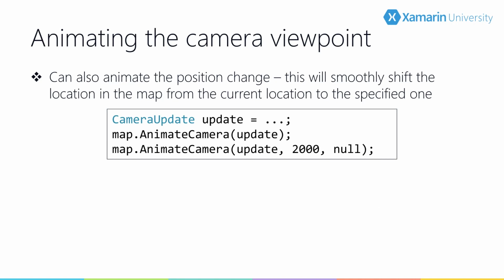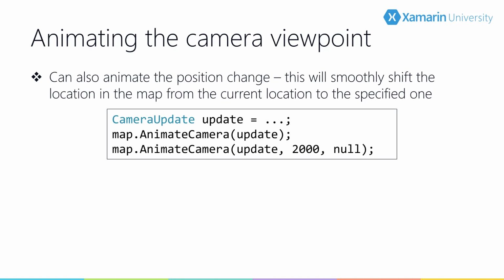A second way to move the camera is to animate it. This is done through the Animate Camera API. You can pass a camera update object to it and use a system-supplied animation, or pass an animation time in milliseconds along with an optional callback for when the animation is complete.